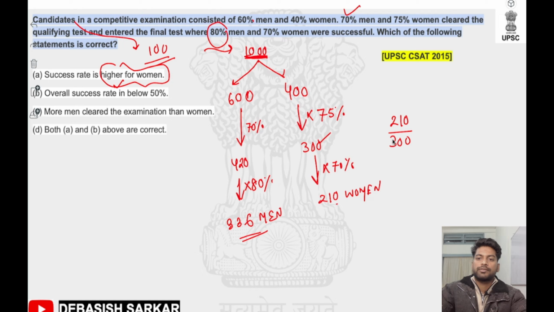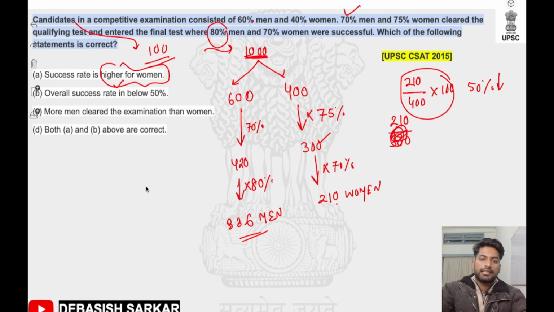Okay, success rate will be out of 400, na. 400 women were there and 210 women cleared. Yes, so 210 women cleared out of 400. So multiply it by 100. This is less than 50%. This is less than 50%. You can do that. Okay.